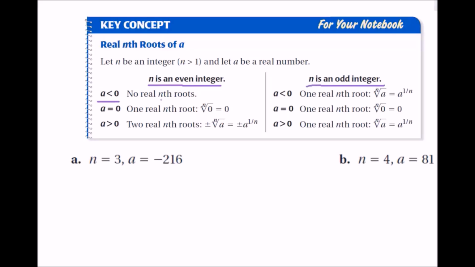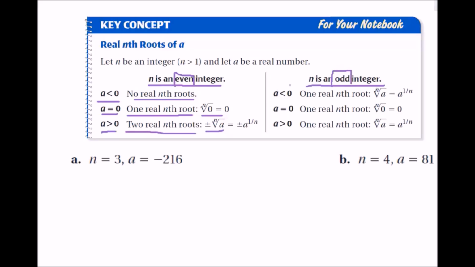If a is less than 0, then there's no real roots. If a is equal to 0, there's one real root, which is 0. And if a is greater than 0, a is the number that you're taking the root of, there are two real nth roots, plus or minus the nth root of a. That n could be any even integer. Remember, that n could be a 2, a 4, a 6, or an 8, and you get plus or minus the root of that.